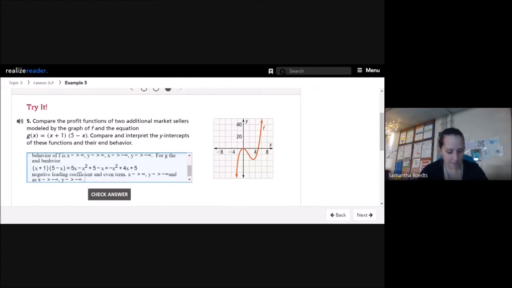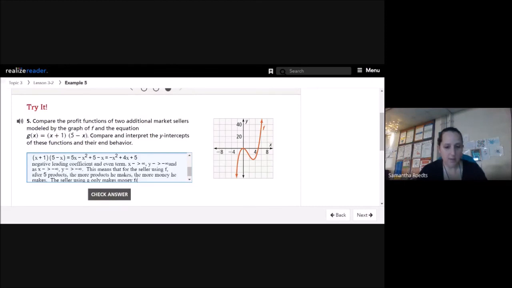So this means that for the seller using F, after 5 products, the more products he makes, the more money he makes. The seller using G only makes money for 0 to 5.